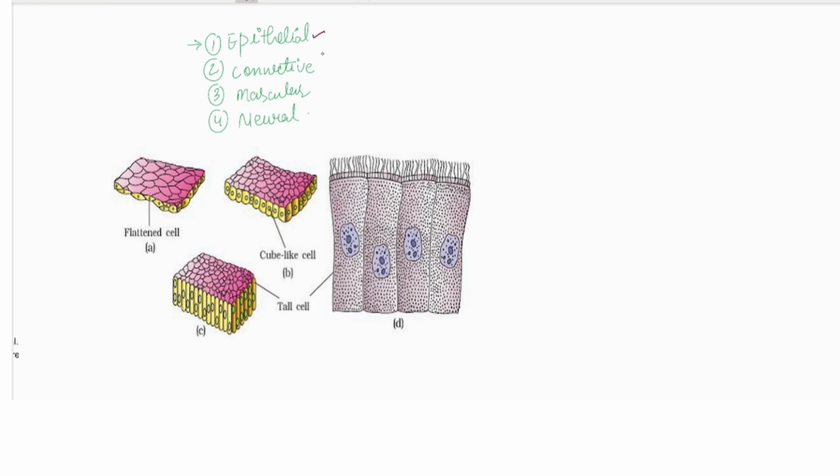For the epithelial, connective, muscular and neural tissues, all four, we should know a few very important terms: what their location is, how they originate or are derived, their examples, as well as their functions.